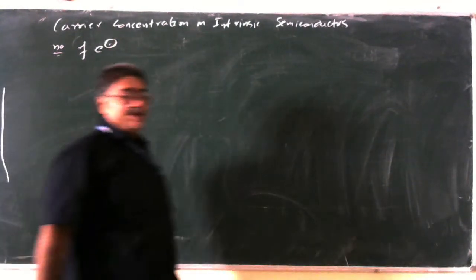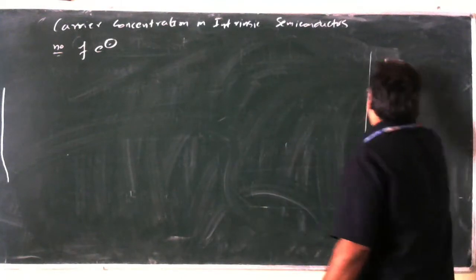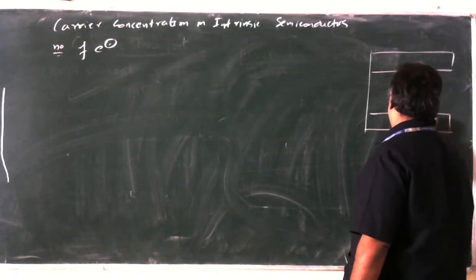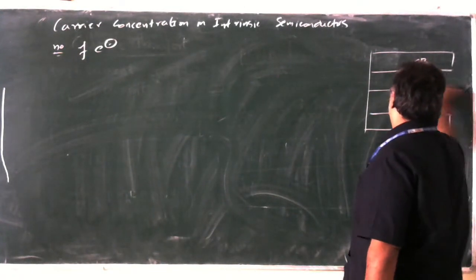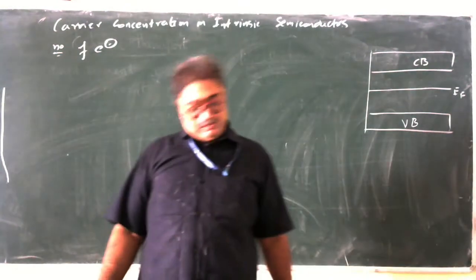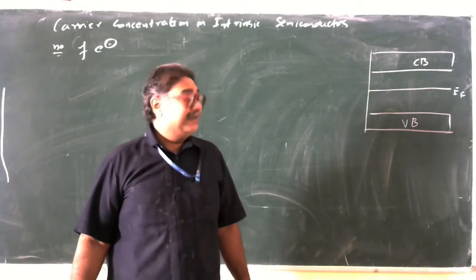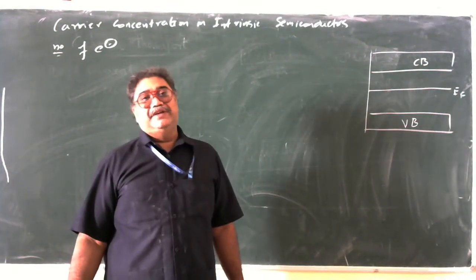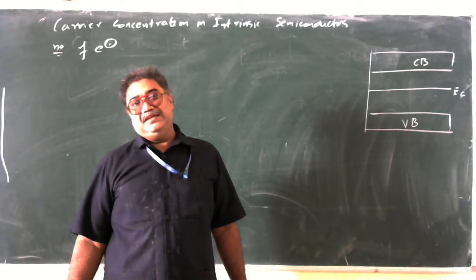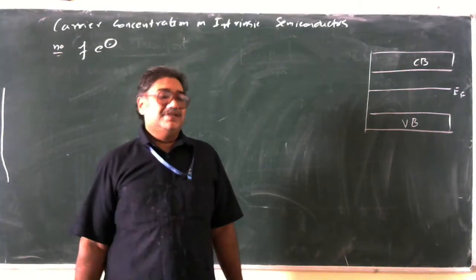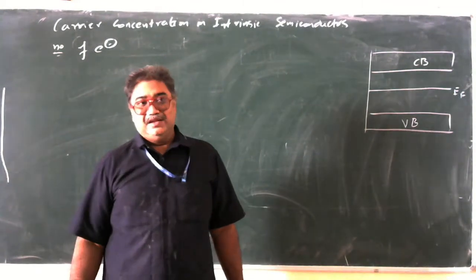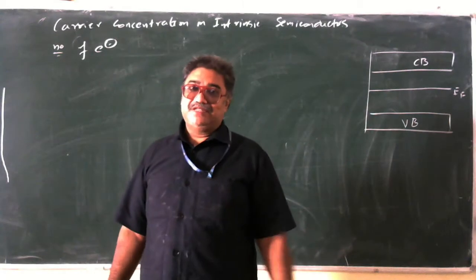Now let us take the energy band diagram. We call this the valence band, this the conduction band, and this the Fermi level. In the valence band, there is a possibility of finding free holes, and in the conduction band, there is a possibility of finding free electrons. The Fermi level is the energy level or probability function which is used to calculate the number of free electrons as well as free holes. Let us start our discussion with the number of free electrons.